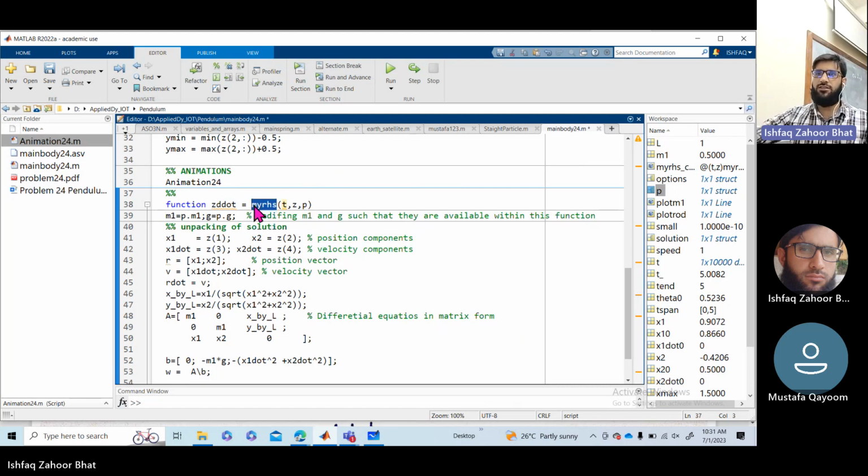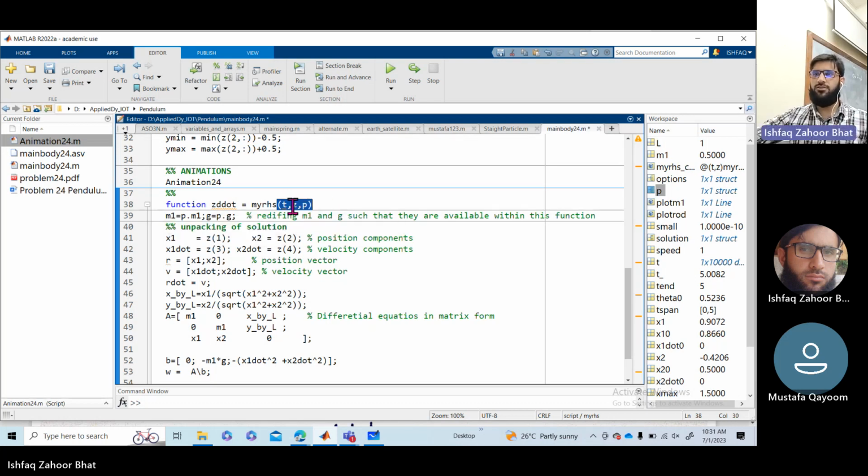This is the name of the function. You can name anything you want. My RHS is something you name. This is how you define the function. For example, you have some function, and what is the name of the function? My RHS is the name of the function. What are the inputs to the function? That is, what should we give to the function in order to calculate something?